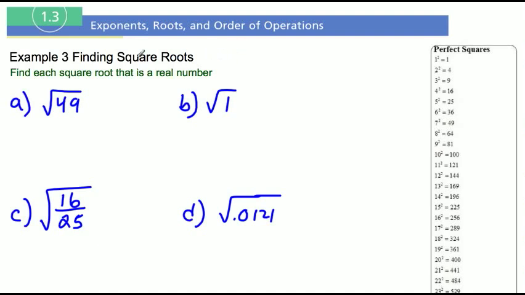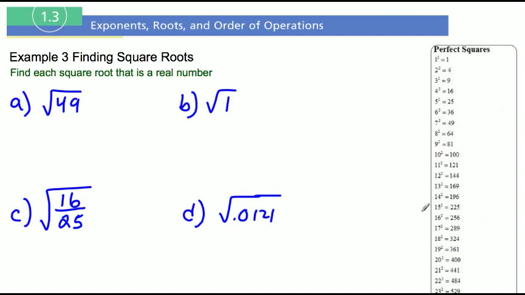So right now we're going to go ahead and find some square roots, and what I've done right here is I've just copied and pasted a perfect squares chart. Perfect squares are just numbers that you square. You raise to the power of 2. So 1 to the power of 2 is 1. 2 to the power of 2 is 4. 3 to the power of 2 is 9. 4 to the power of 2 is 16. 5 to the power of 2 is 25. 6 to the power of 2 is 36, and so forth.